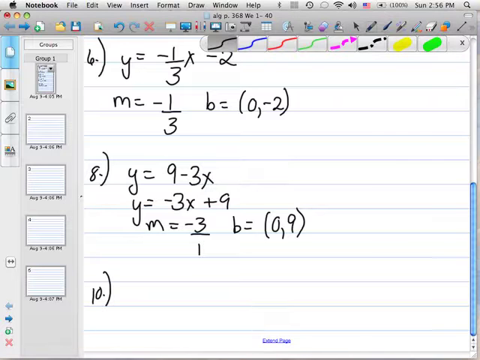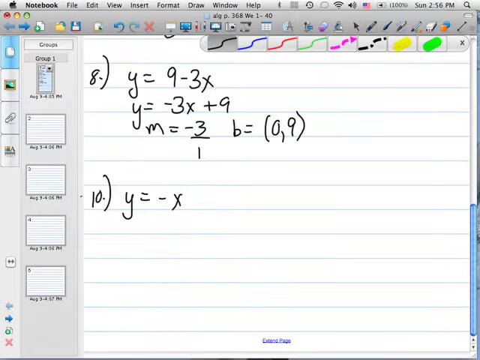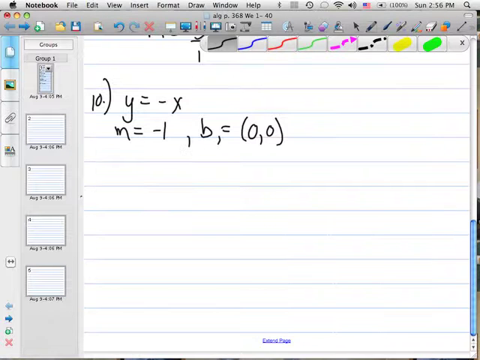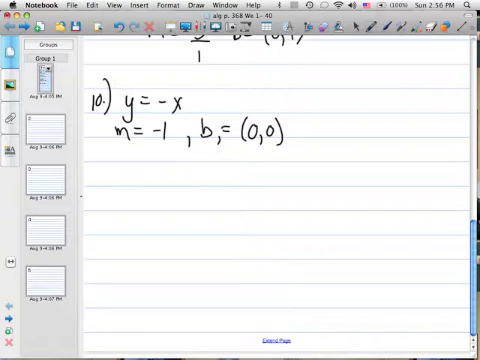Problem number 10, y equals -x. This is in slope-intercept form. The number in front of x is -1, so it's down 1, right 1. And the y-intercept, since there is no number here, is at 0, 0. It goes through the origin. Problem number 12, y equals 4. There is no x term, so there is no slope.